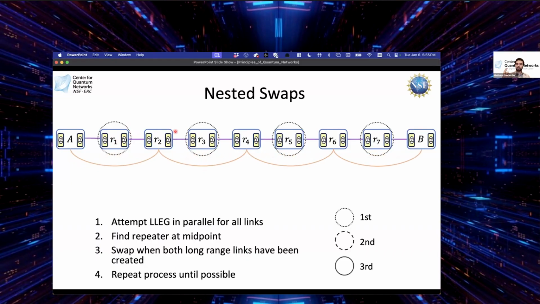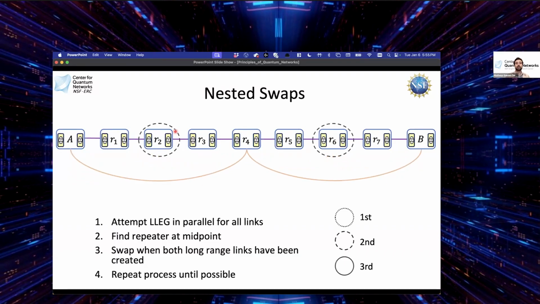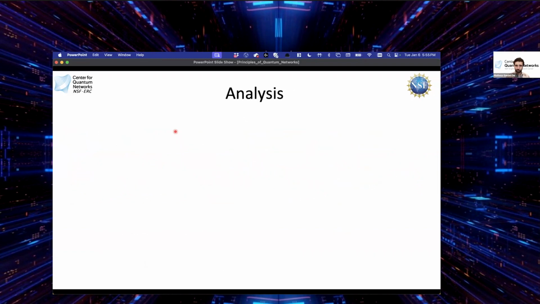So now, once we have performed Bell-State measurements in R1 and R3, R5 and R7, we can focus on R2 and R6, repeat the process, generate entanglement now between A, R4, and R4, B, and then finally perform the last entanglement swapping operation to generate entanglement between A and B.